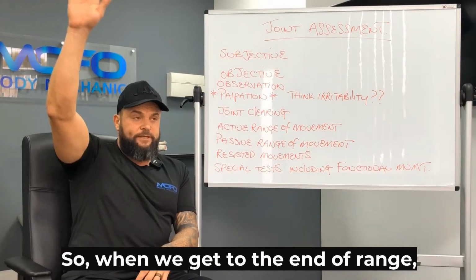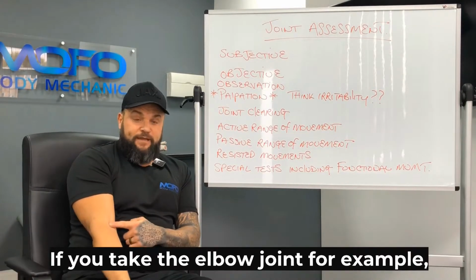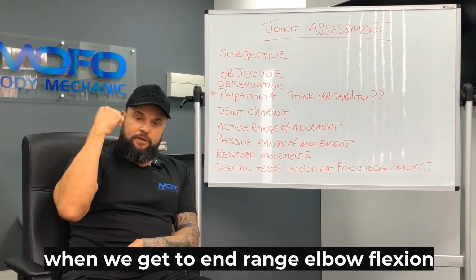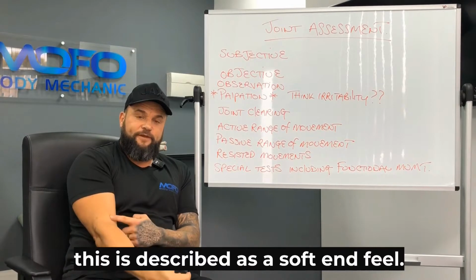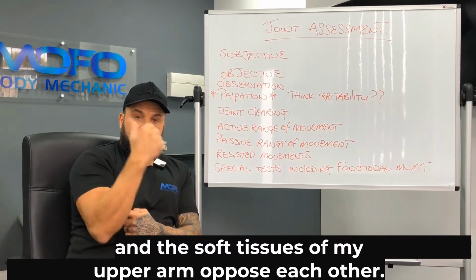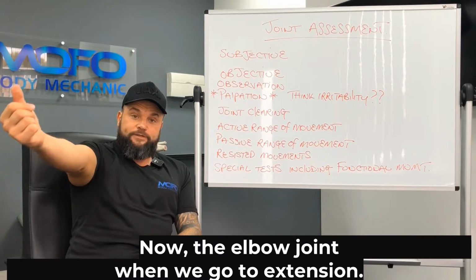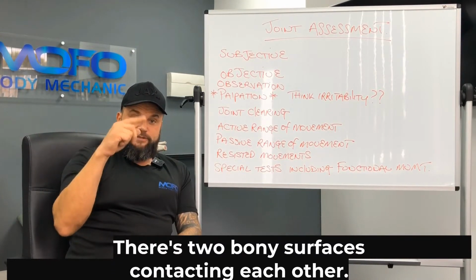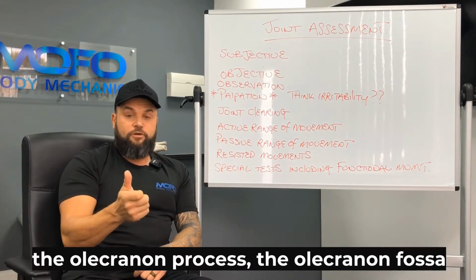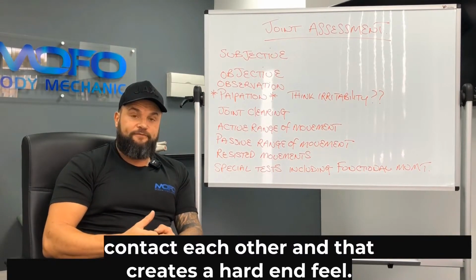When we get to the end of range, every joint has a specific type of end feel. If we take the elbow joint, for example, when we get to end range elbow flexion, this is described as a soft end feel. The soft tissues of my forearm and the soft tissues of my upper arm oppose each other. Now, in the elbow joint, when we go into extension, there are two bony surfaces contacting each other. Those two bony surfaces, the olecranon process and the olecranon fossa, contact each other, and that creates a hard end feel.